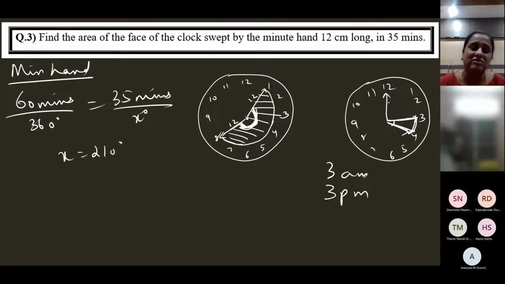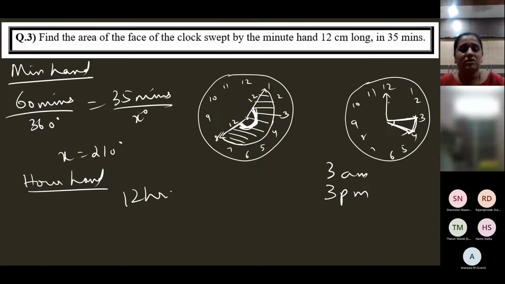Because the hour hand will travel slowly. At 3 o'clock, it will be at 3. At 4 o'clock, it will be at 4. Then 5 o'clock, 5. 6 o'clock at 6. 7 o'clock at 7. 8 o'clock at 8. So it's going slowly. So to come back to 3, it needs 12 hours. So the hour hand needs 12 hours to go 360 degrees.